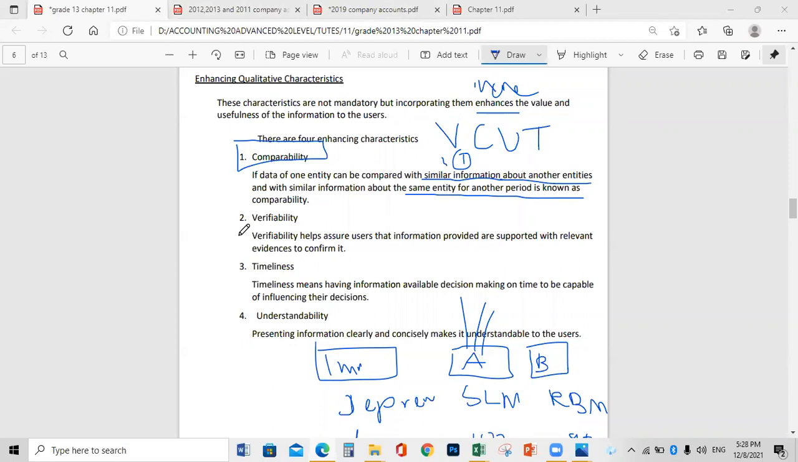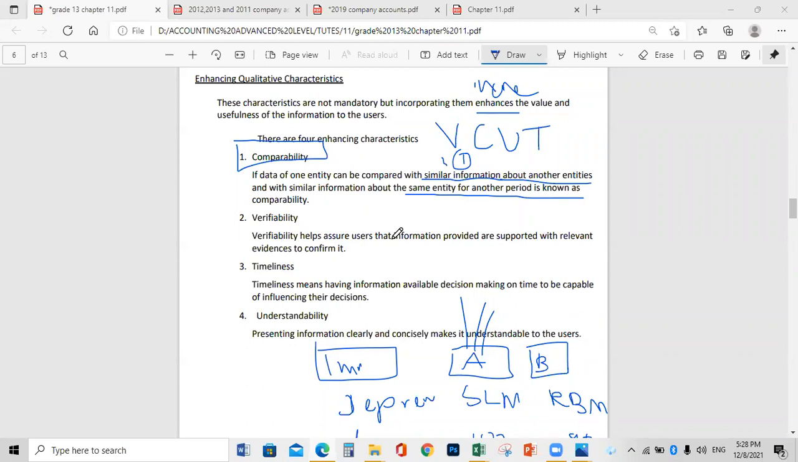Okay, then guys, next one, verifiability. Verifiability means, guys, the verifiability helps assure users that the information provided is supported with relevant evidence to confirm it. I'll ask you all a question. Can you all tell me what is the basic? You all have studied this. Anyone here have studied this?